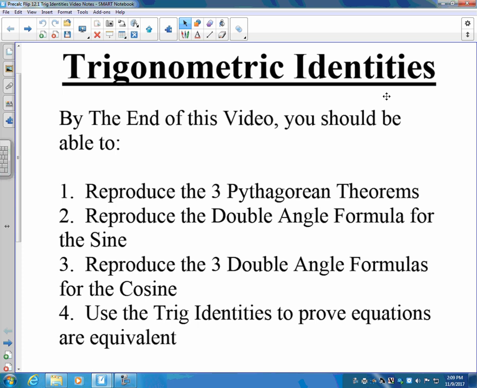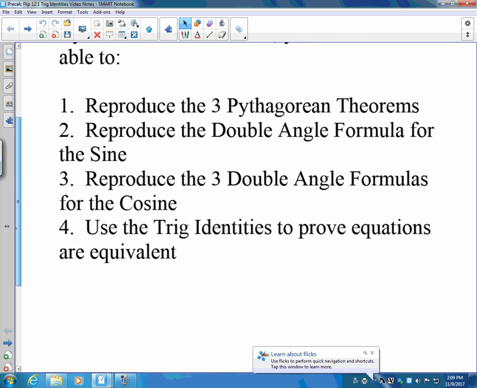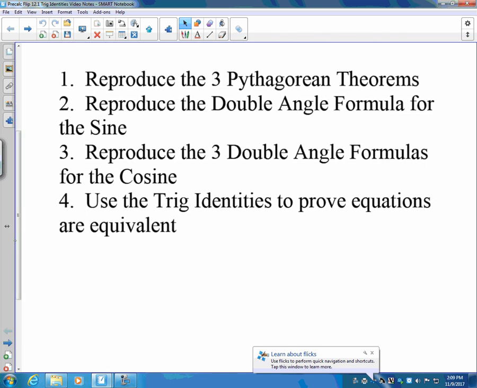By the end of this video, you should be able to reproduce the three Pythagorean theorems. You should be able to reproduce the double angle theorem for the sine. You should be able to reproduce the three options for the double angle theorems for the cosine. And you should be able to use the above trig identities to prove equations are equivalent, or to simplify equations.